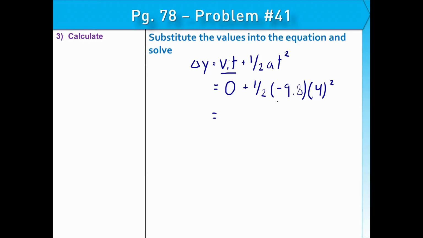So I'll go ahead and rewrite this again. So I get 1/2 times negative 9.8 times 4 squared. If I multiply all out and square the 4, I should get a negative 78.4 meters.